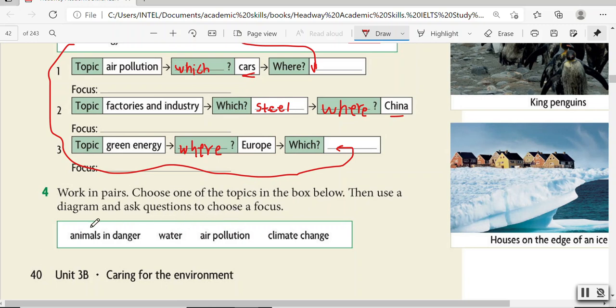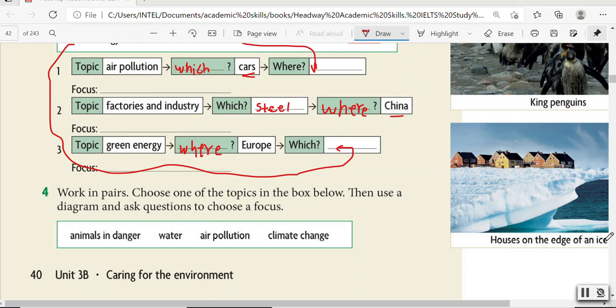Okay, topic, here in this table or in this box. You can ask your friend, for example, animals in danger. It's the topic. You must ask where and which.